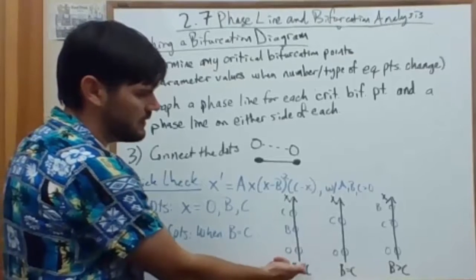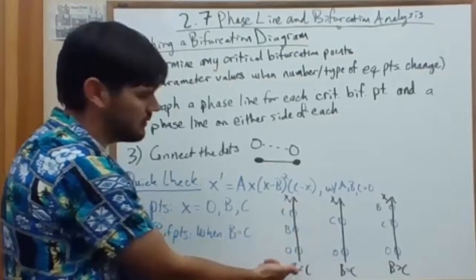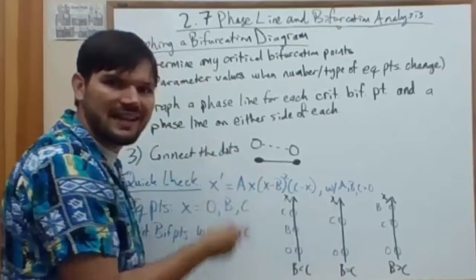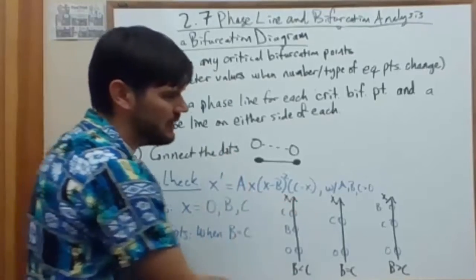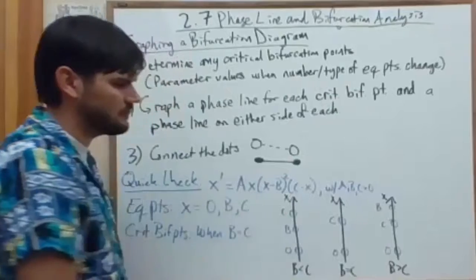So for the first one, when b is less than c, you have 3 equilibrium points with b in the middle. When b equals c, you only have 2. You can see that critical bifurcation happening. And then when b is greater than c, you have 3 again, where b is jumped up.